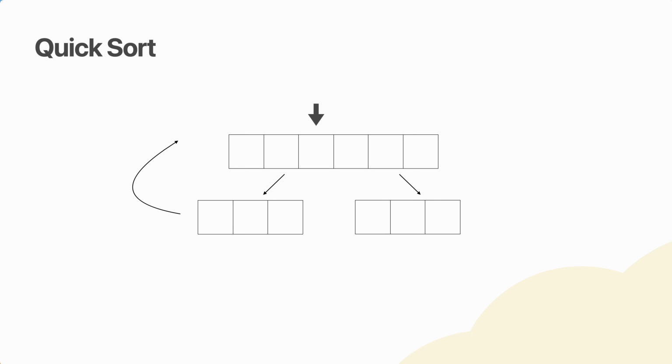So let's call the right side. So the low index will be pivot +1 up until the high index. Okay, so right now we need to write a pivot function.